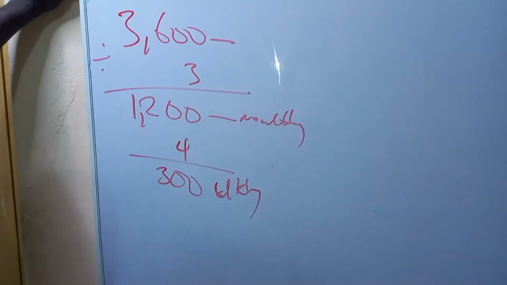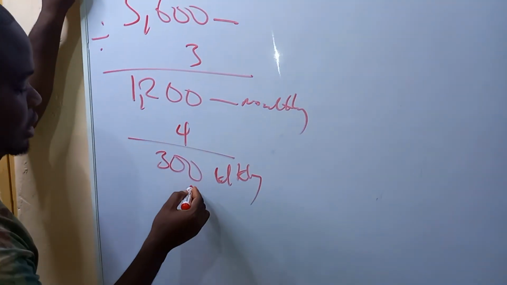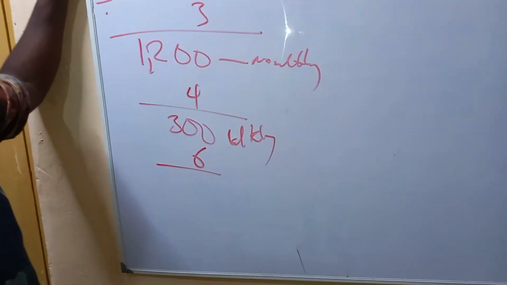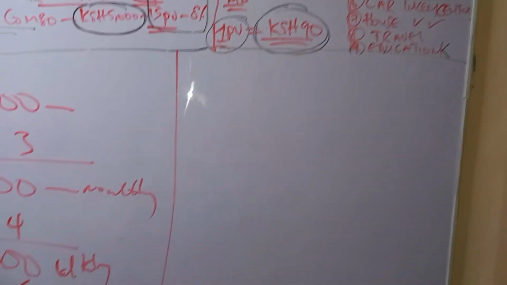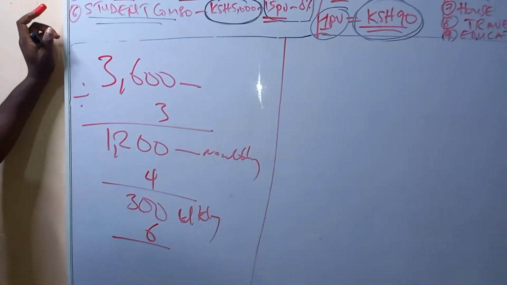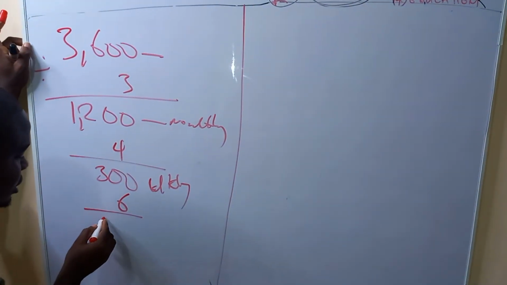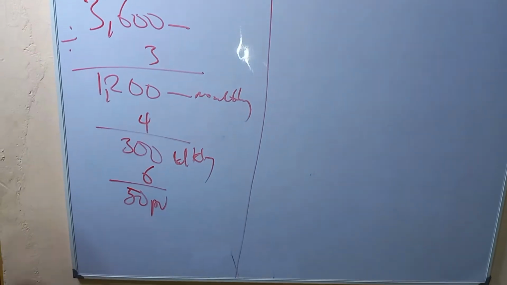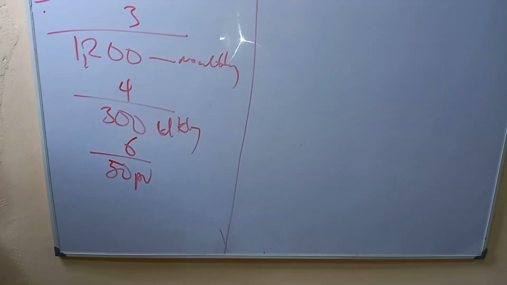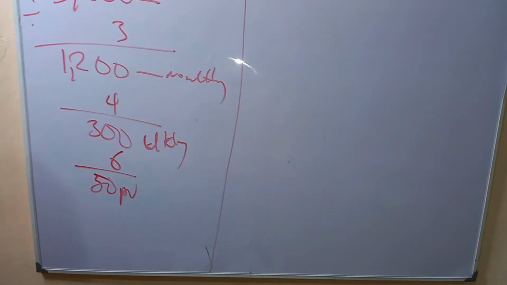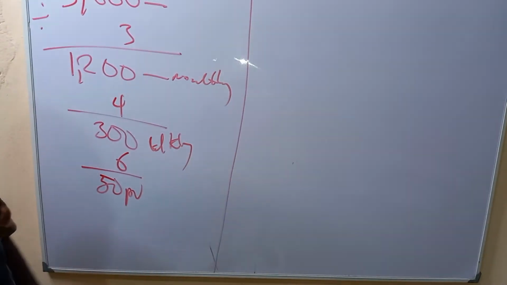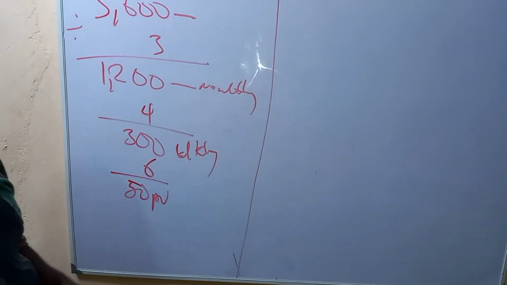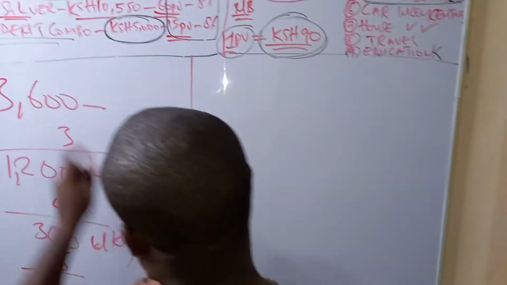Now, if I further divide this again into 6 days, maybe you rest on Sunday, it means that every day in 6 days, if I'm able to do 50 PVs, I can achieve my target on a daily basis. How do you achieve that target? You can achieve that target in 3 different ways. Before we look at the how, let's look at the why. Why do you want to achieve the target?